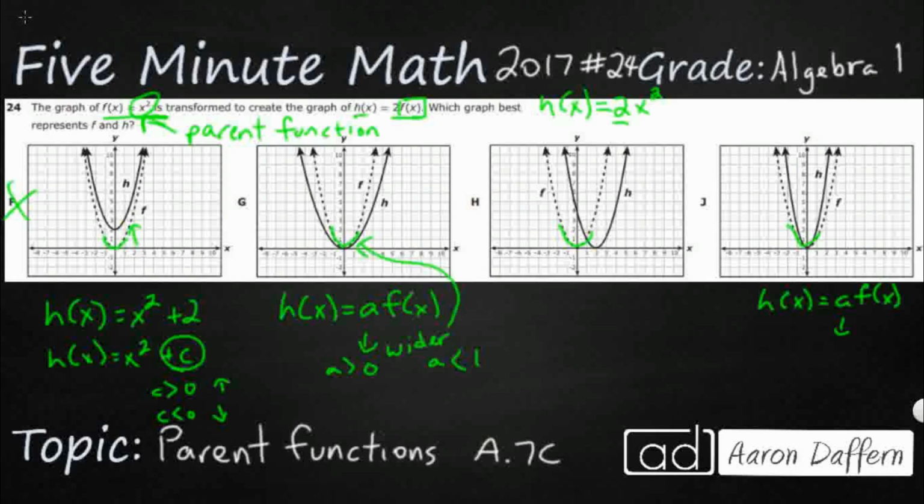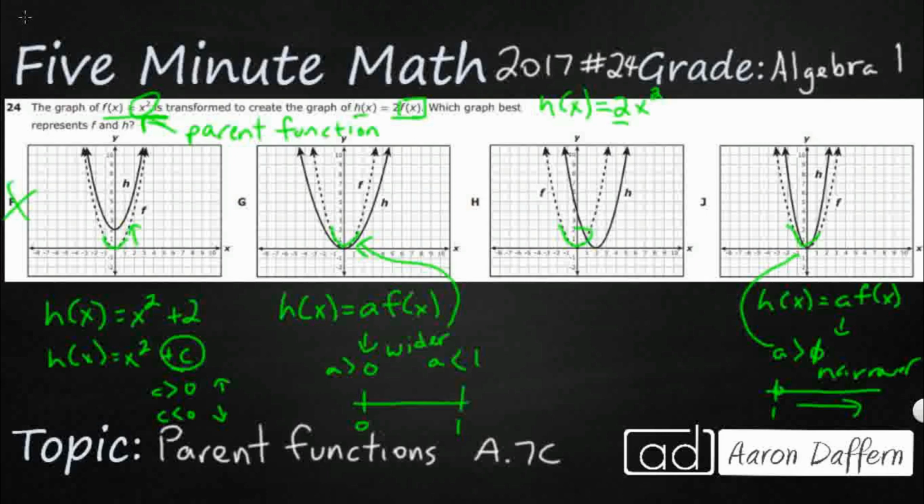Over here for j, if the a is greater than 1, so it's bigger than this little bound between 0 and 1, so 1 and greater, then it actually becomes narrower. So that's what's happening here. If it's greater than 1, it's narrower, which is what's happening to the h.